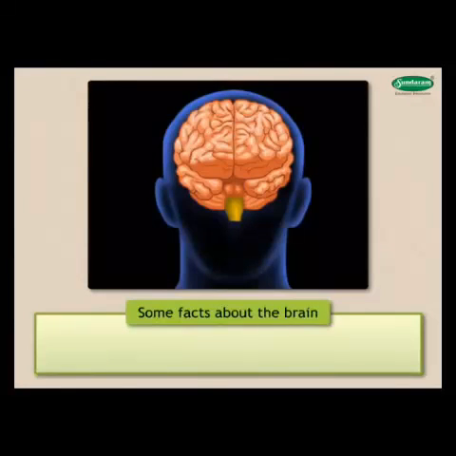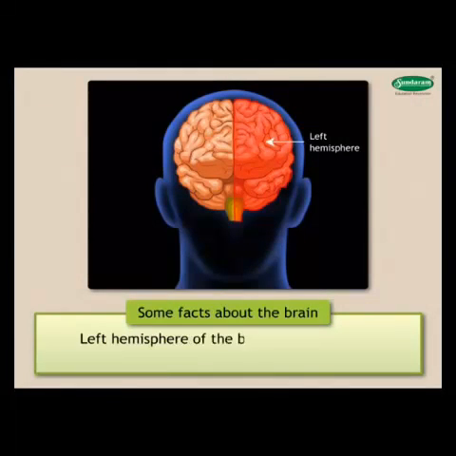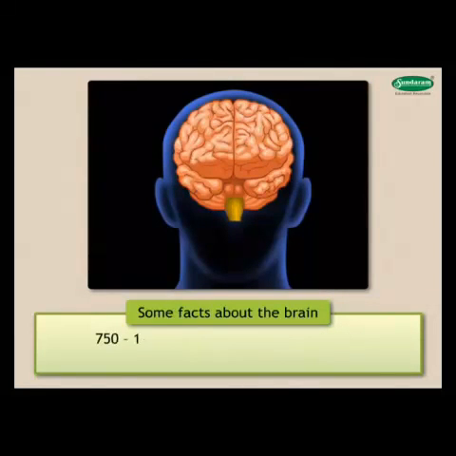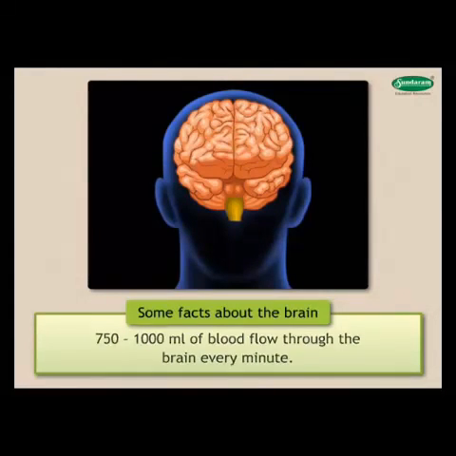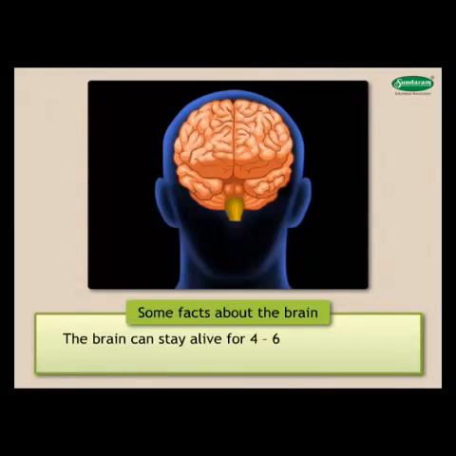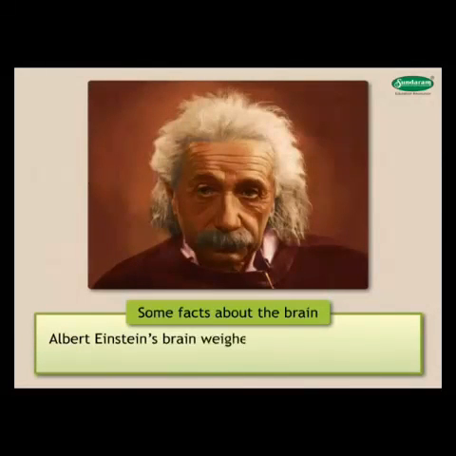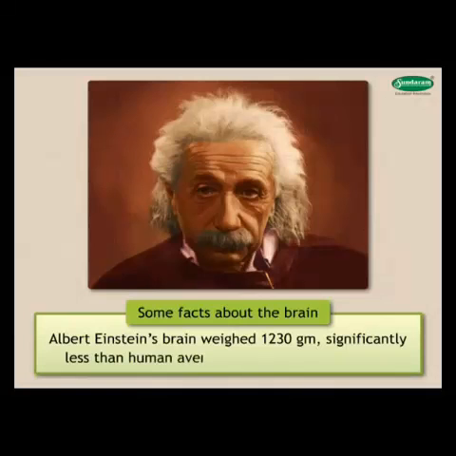Let us look at some facts about the brain. The left hemisphere of the brain has 186 million more neurons than the right hemisphere. 750 to 1000 milliliters of blood flows through the brain every minute. The brain can stay alive for 4 to 6 minutes without oxygen. After that, the cells begin to die. Albert Einstein's brain weighed 1,230 grams, significantly less than the human average of 1,300 grams to 1,400 grams.